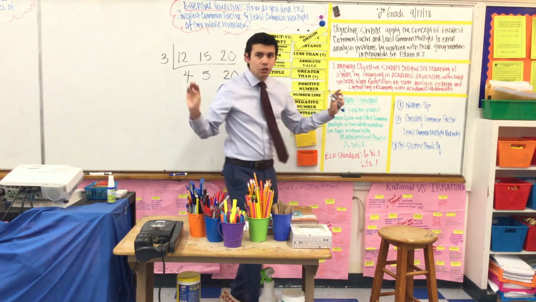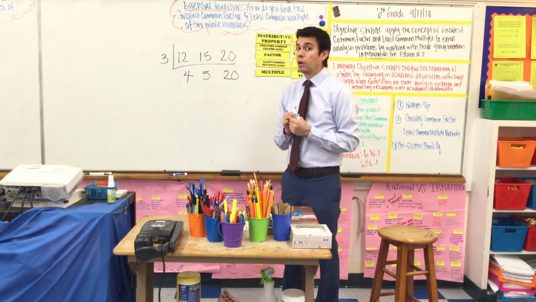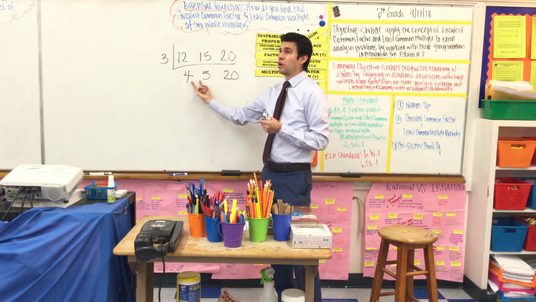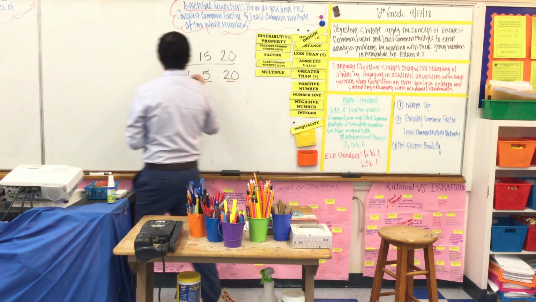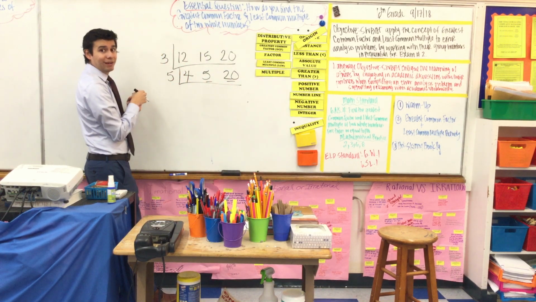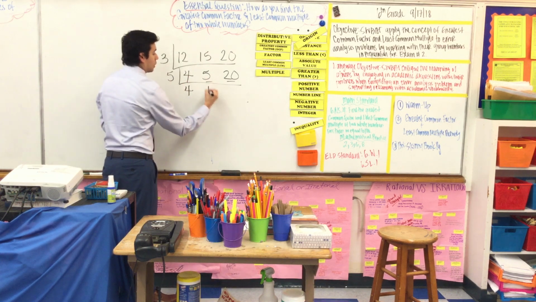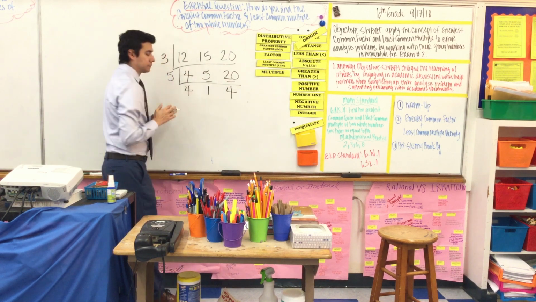Stop again. Can you take out anything from these 3 numbers? No. How about if you look at them in pairs? 4 and 5? No. 5 and 20? Yes, you can. 5 and 20, I could take out a 5. 4 divided by 5? You can't do it, so it drops. 5 divided by 5 is 1. 20 divided by 5 is 4.